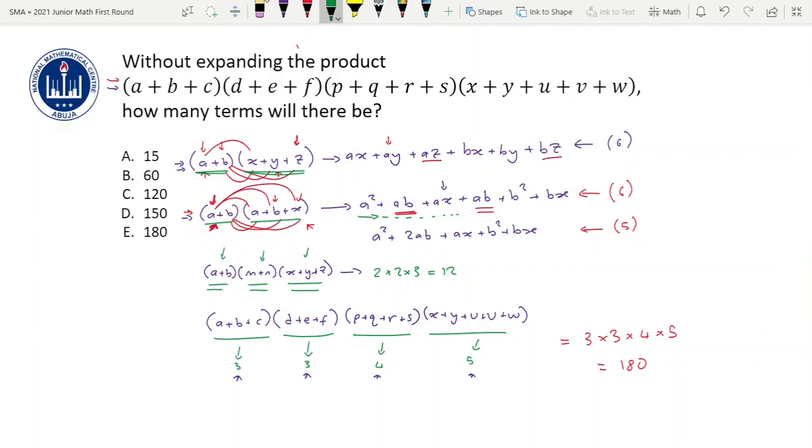And just as I mentioned before, the reason why after I multiply these terms out, no term will appear twice and you don't have to combine them together, is because every variable appears once and just once in this expression here. So that's how to go about solving this question. The answer here is E, 180.